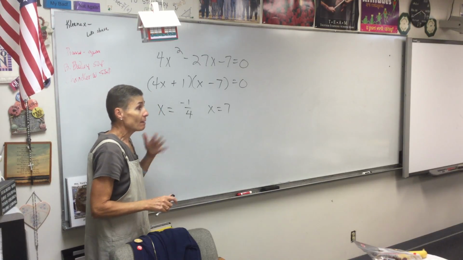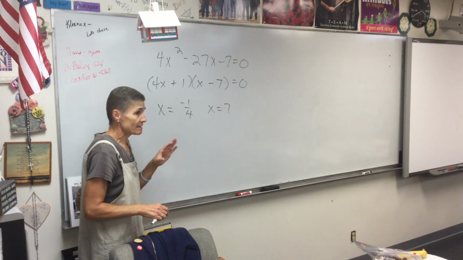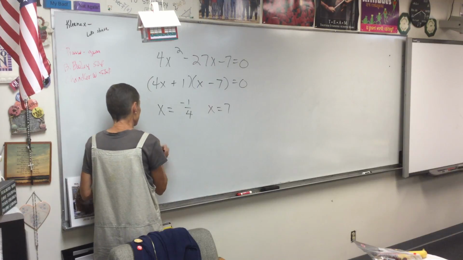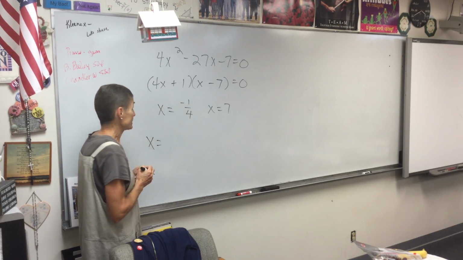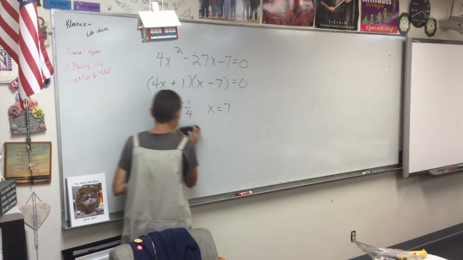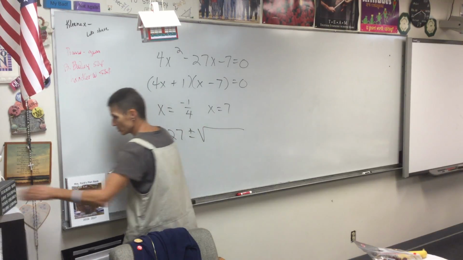Now, I'm the teacher, so I see that factoring. It pops out at me. You might not see that, and you don't want to waste a bunch of time trying to figure it out. So you might do the quadratic formula, right? So x equals negative b plus or minus the square root of b squared.